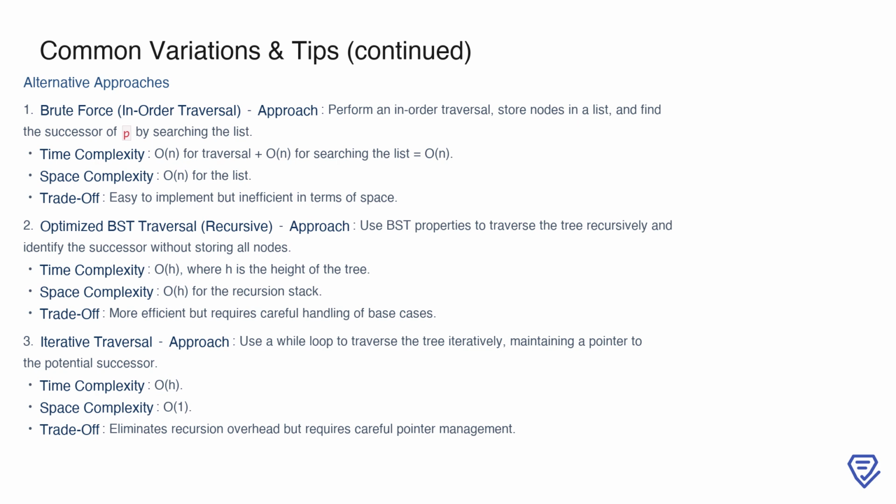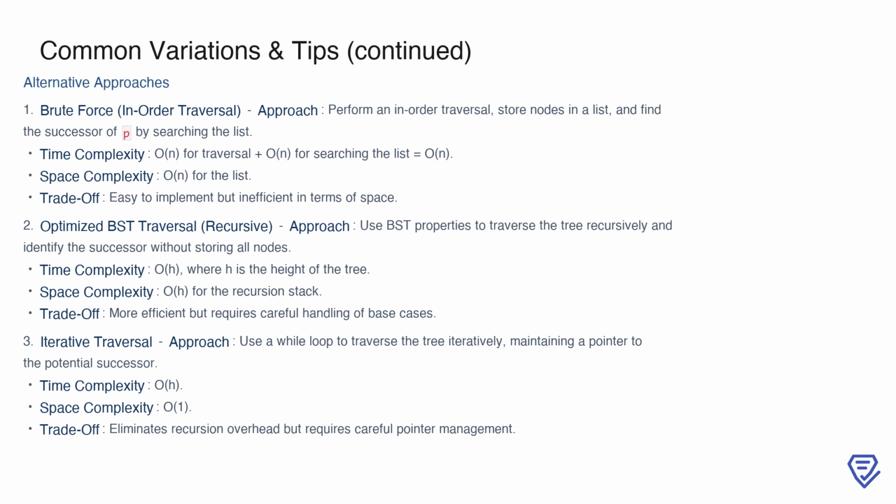A more optimized solution uses recursive BST traversal. By leveraging BST properties, you can identify the successor during the traversal without storing all the nodes. This approach has a time complexity of O(h), where h is the height of the tree, and a space complexity of O(h) due to the recursion stack.